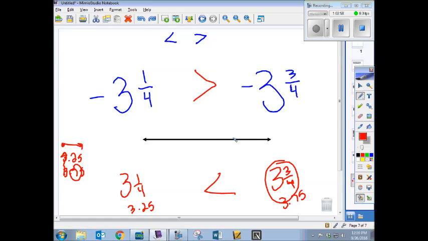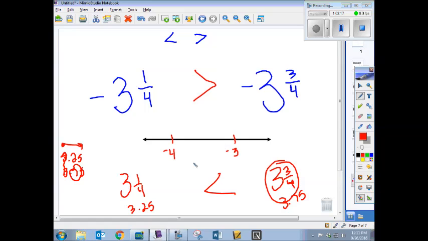Whole numbers, positive, negative whole numbers. Negative 3. Would you guys agree those are the two that I would need? Because do you agree that those two rational mixed numbers both fall between negative 3 and negative 4? So you could put any number you wanted, but at least you've got to have that.